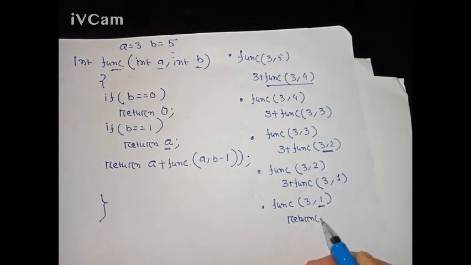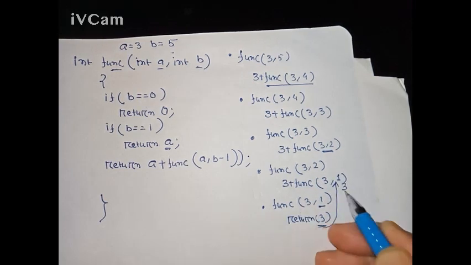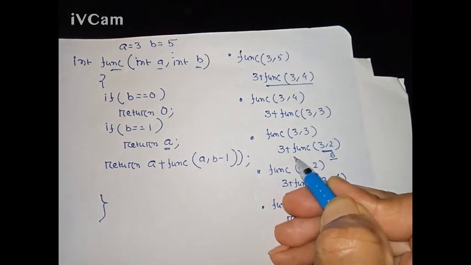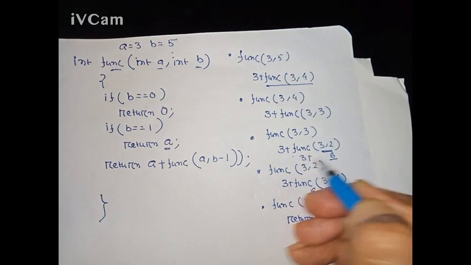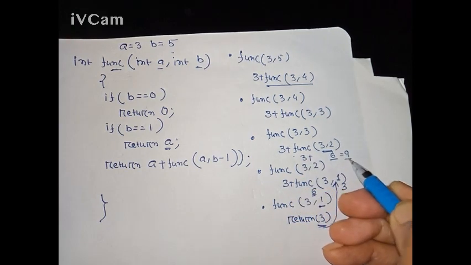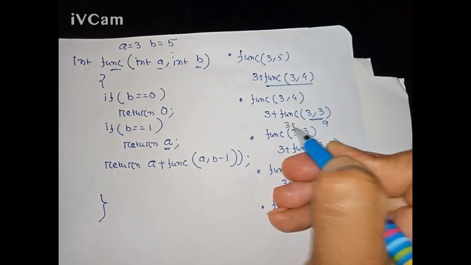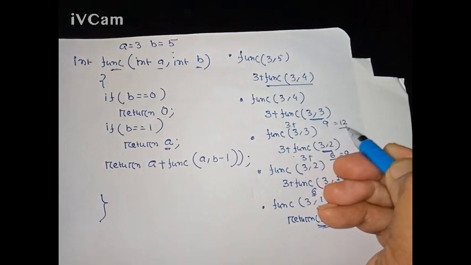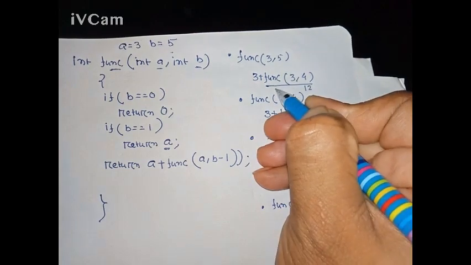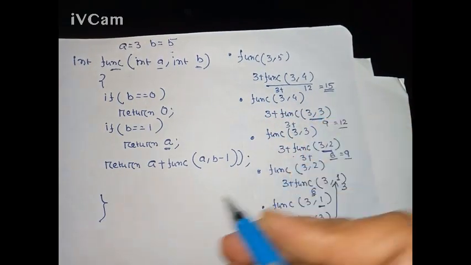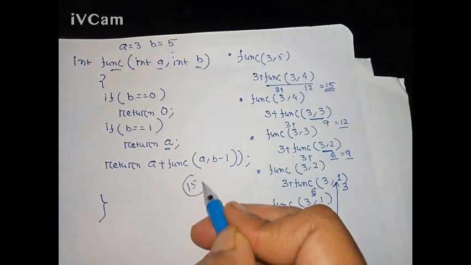Whenever it returns 3, this 3 is passed to where? In this part. So it will compute 3 plus 3, that is 6. This 6 comes to where? In this part. So it will compute 3 plus 6 equal to 9. This 9 comes to this part. So 3 plus 9, the result is 12, and this 12 comes to this part. So 3 plus 12, that is 15. The result is 15.